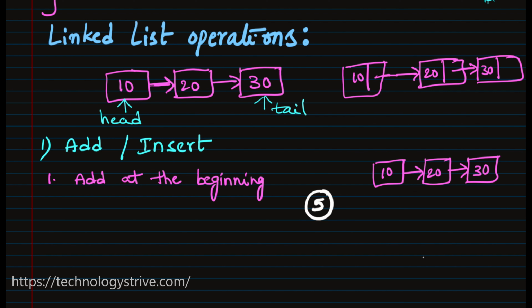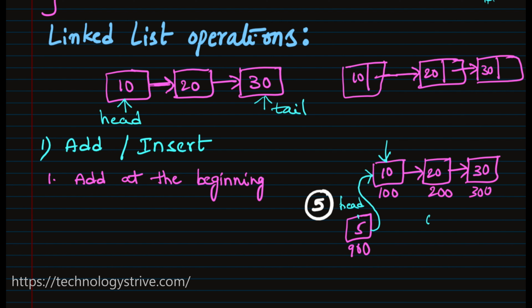I want to insert 5. So what do we have to do? We have to create a new node. Assume that the memory locations are 100, 200 and 300. The memory location of 5 will be something around 900. Let's assume like this. We have to add at the beginning, which means currently this is the first node. Now 5 has to be updated as the first node, which means I have to update head from this node to this node. So first, we will make a link from the newly created element to the existing head node, and we will update head to this node.